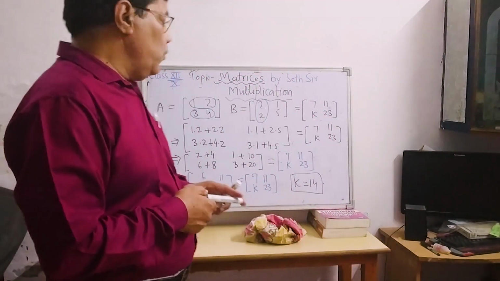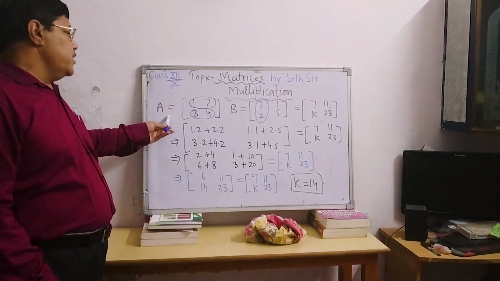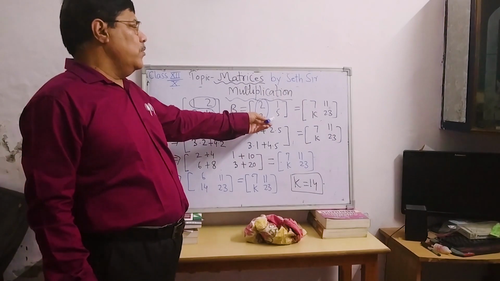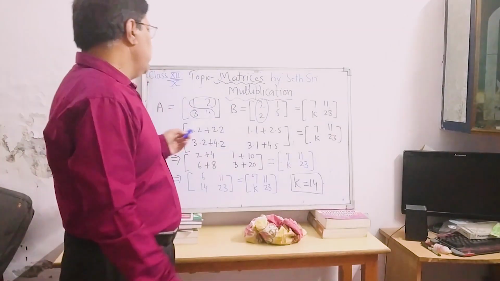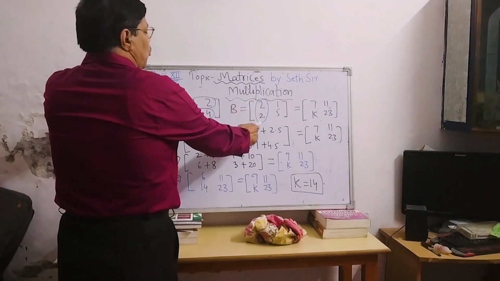Okay, now once again I am going to repeat it so that there should be no confusion. Two matrices are given, the elements are written over here, and it is given equal to this much. How will you do the multiplication? You will first take this row and the first column of this.